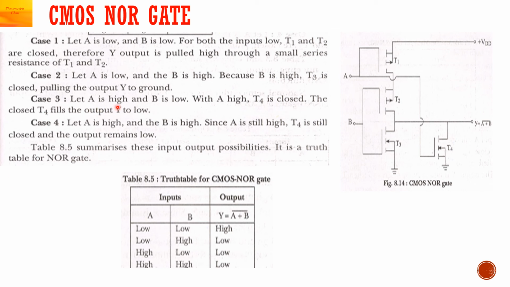Third case, let A high and B low. Then as A is high, this MOSFET T4 is on, and that's why the output Y is pulled to ground. Fourth case is A is high and B is high. Now since A is high, the T4 is still on and the output remains low. This is the truth table for CMOS NOR gate.